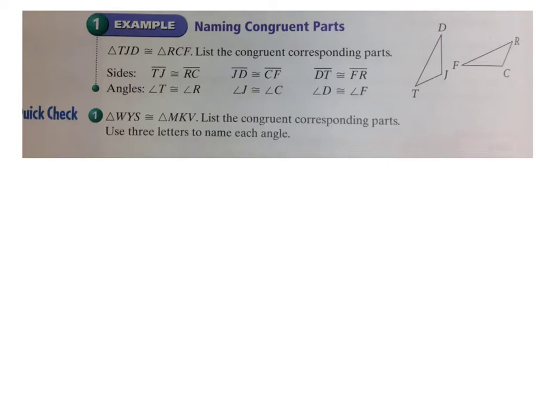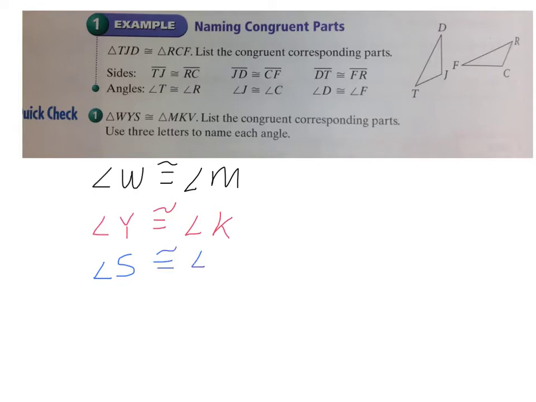How would you do quick check number 1, even though they don't show either triangle? First begin by telling me which angle corresponds to angle W, and which one corresponds to angle Y, and which one corresponds to angle S. I certainly hope you would say angle W is congruent to angle M, and angle U is congruent to angle K, and angle S is congruent to angle V.